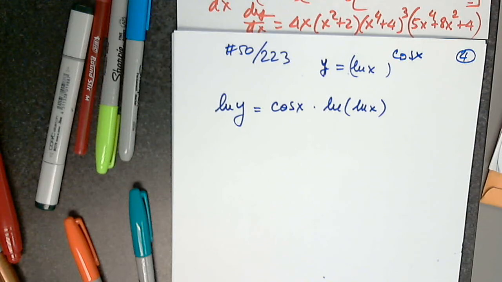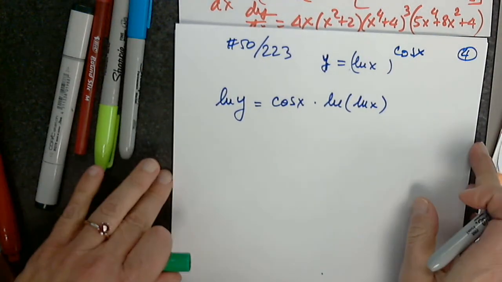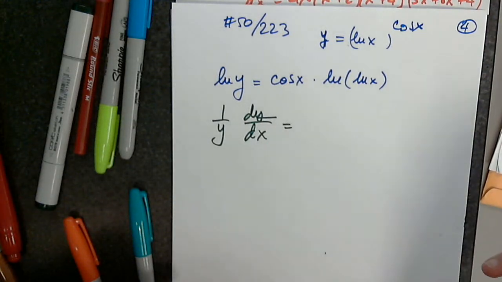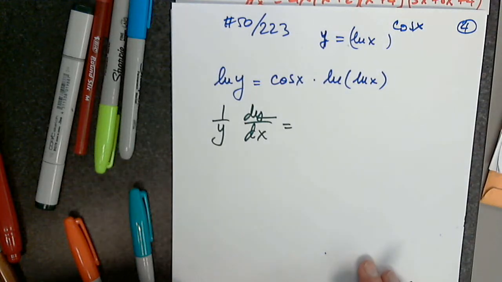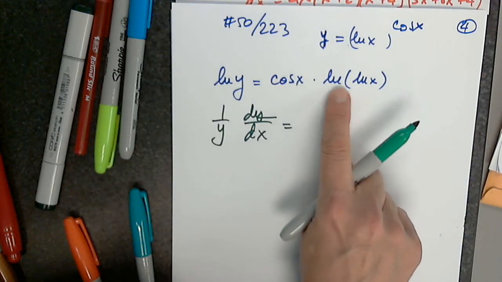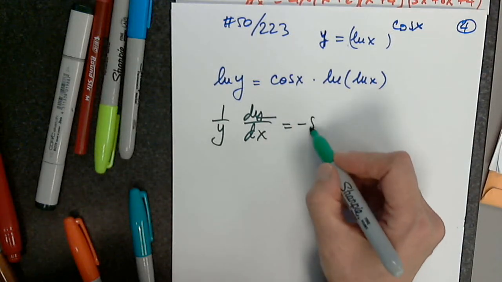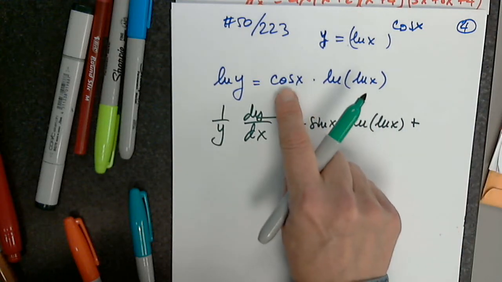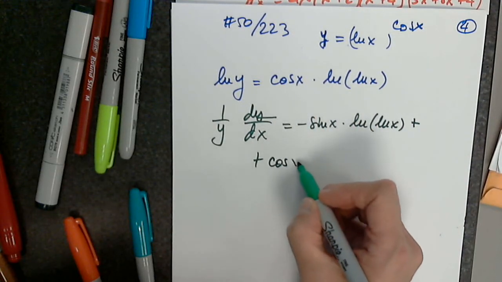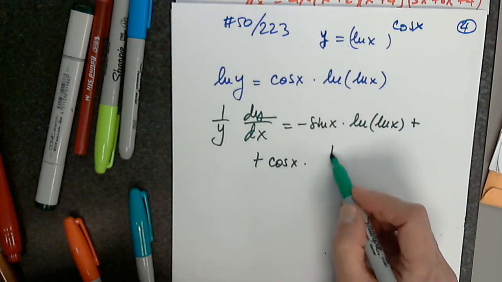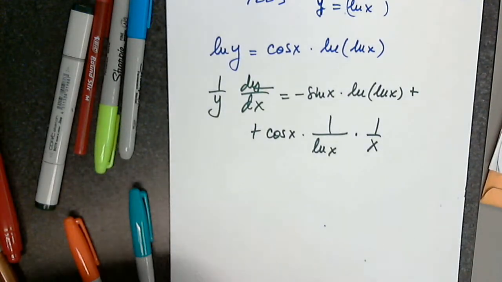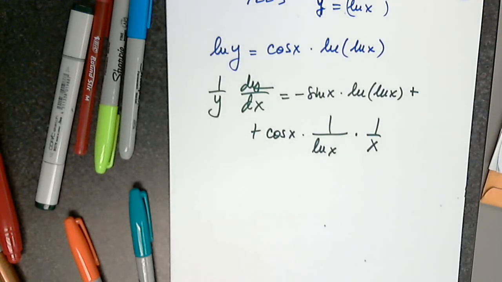And now I will differentiate both sides. The left-hand side, remember, implicit, 1 over y, dy over dx. And the right-hand side is a product of two functions, and one of them is a function composition. I have to be careful. The first function prime, negative sine x times natural log of natural log x, plus the first function stays, times the derivative of this one, which is 1 over natural log x, times natural log x prime, which is 1 over x. Good pick. It's an interesting problem.